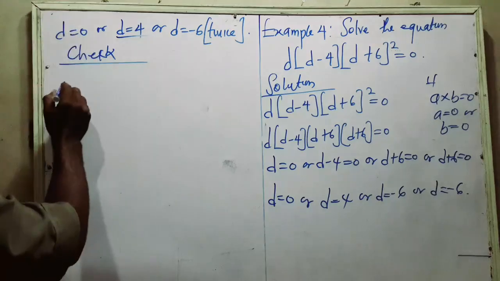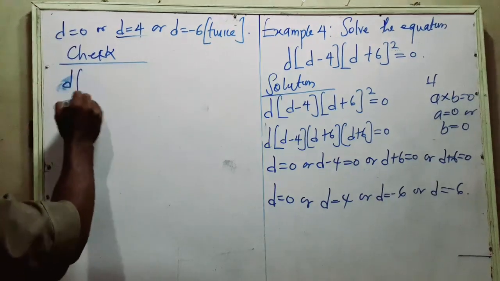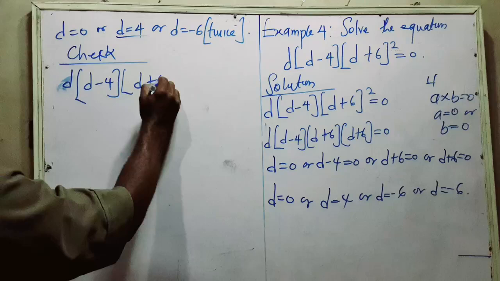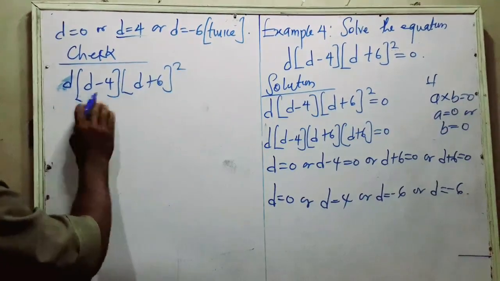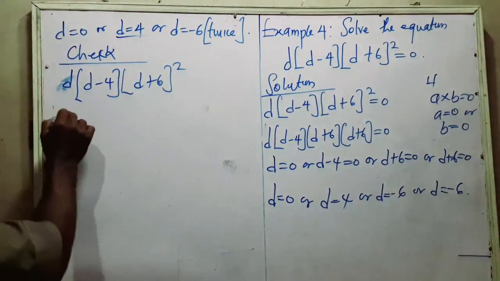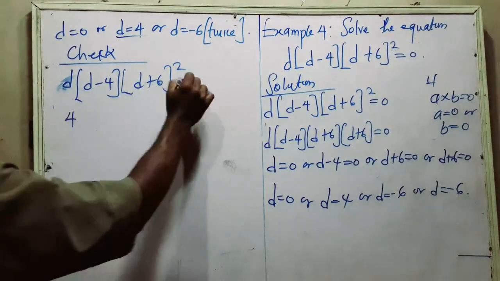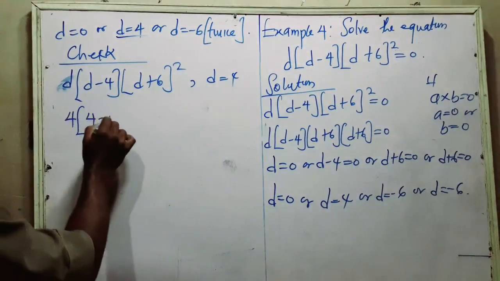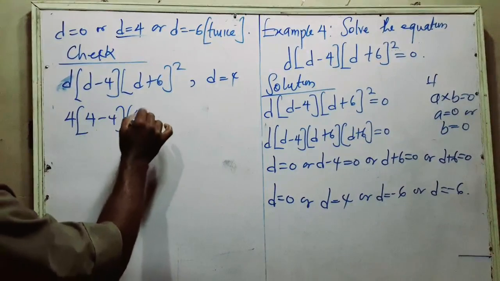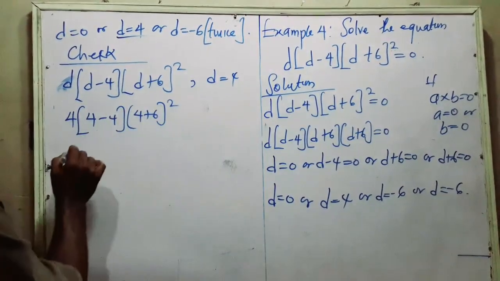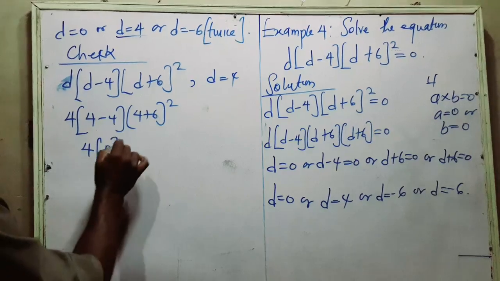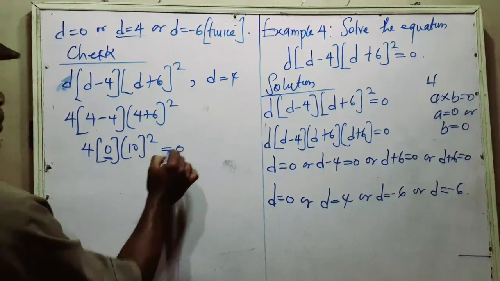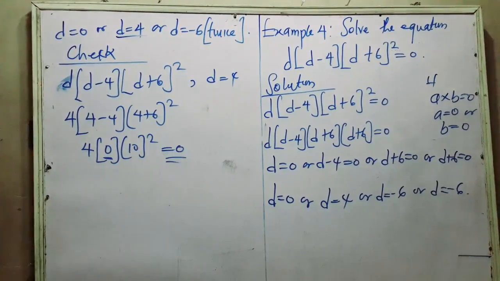Let's pick 4. So we have d times (d minus 4) times (d plus 6), all squared. Let's see, maybe this will be equal to 0. If d is equal to 4, we want to check our value. We have 4 times (4 minus 4) times (4 plus 6) all squared. We have 4 times 0 times 10 all squared. Since this is 0, everything must be equal to 0.